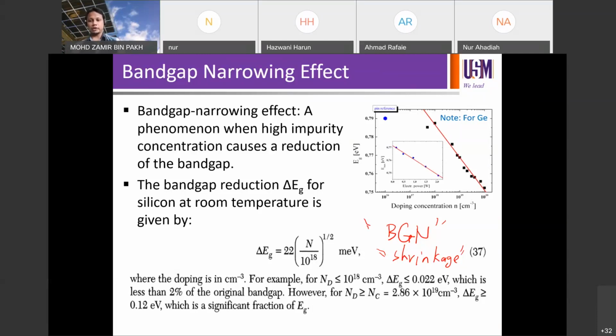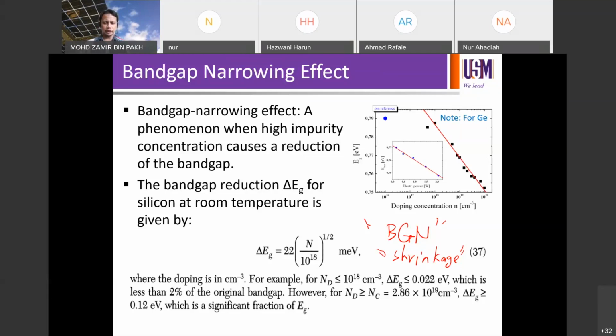Yeah, about 18, right? Usually you'll see the effect above 18, above or equal to 18. If you dope your semiconductor to 10^16, 10^17, you won't see a significant band gap narrowing effect yet. Only if you hit 10^18 or above will you start seeing the magnitude get bigger and bigger, right? So it causes a reduction of the band gap, and your effective band gap will be slightly smaller than your original band gap.